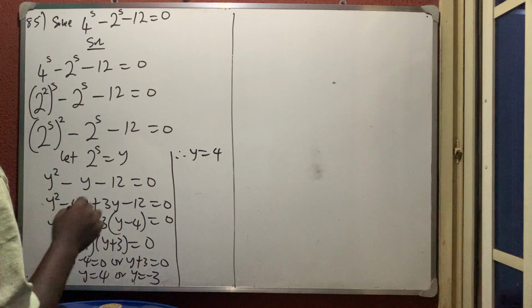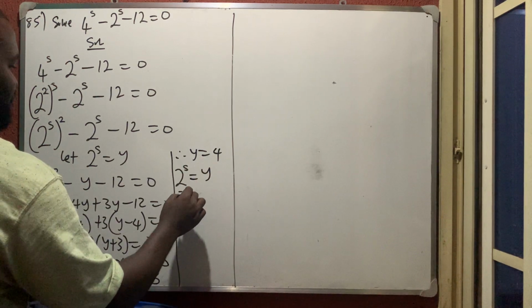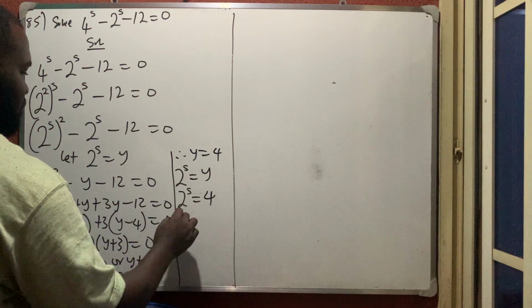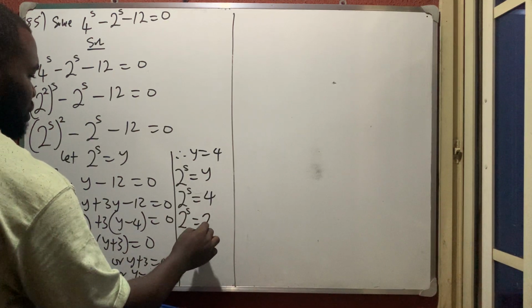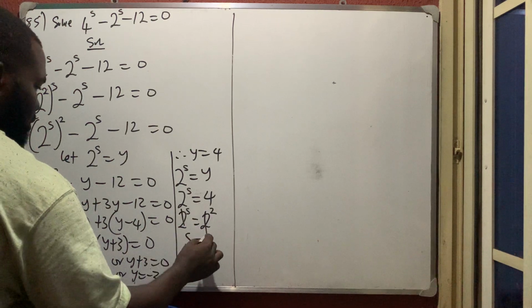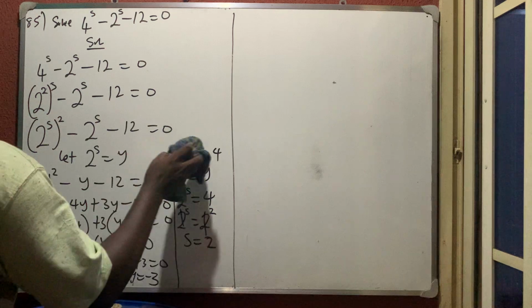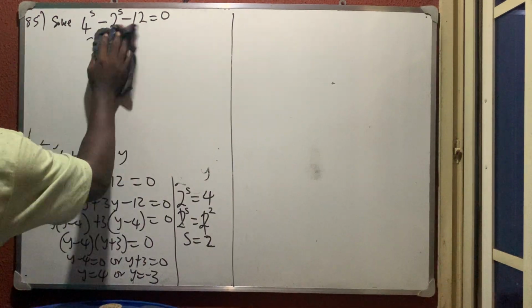But we are not looking for y. We set that 2 raised to power s is equal to y. So 2 raised to power s is equal to 4. So 2 raised to power s is equal to 2 raised to power 2. So s is equal to 2. So I have that s is equal to 2. As simple as that.